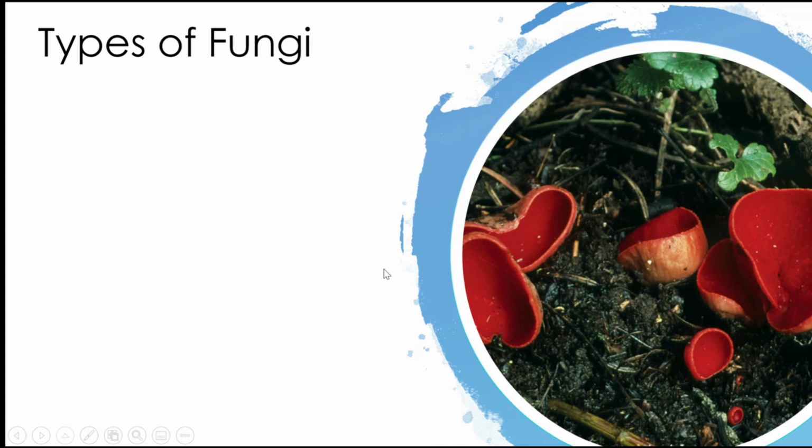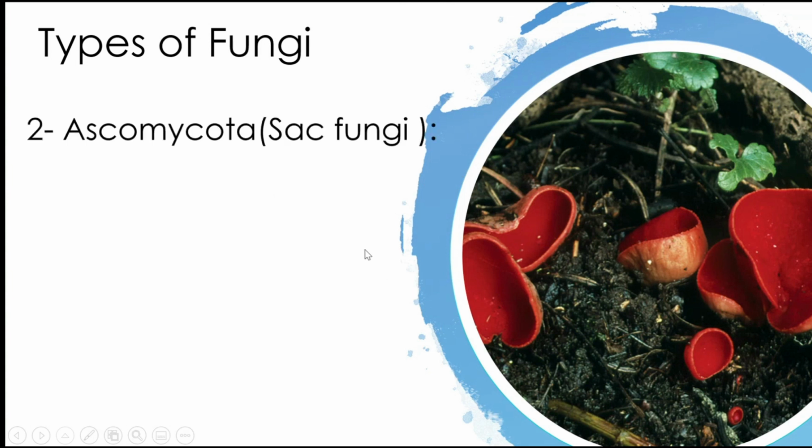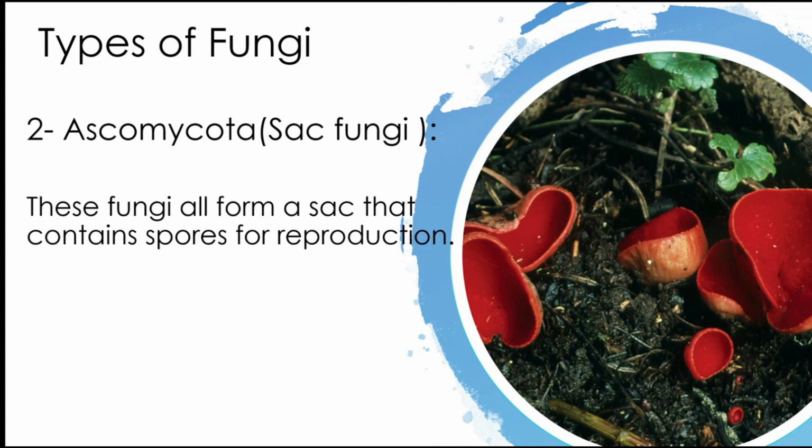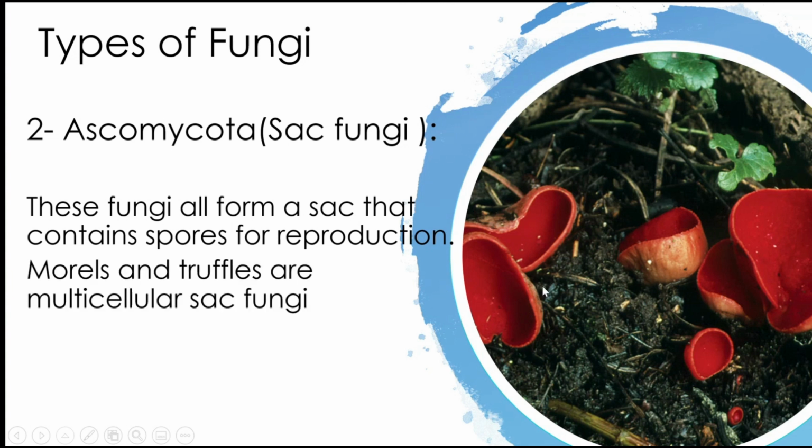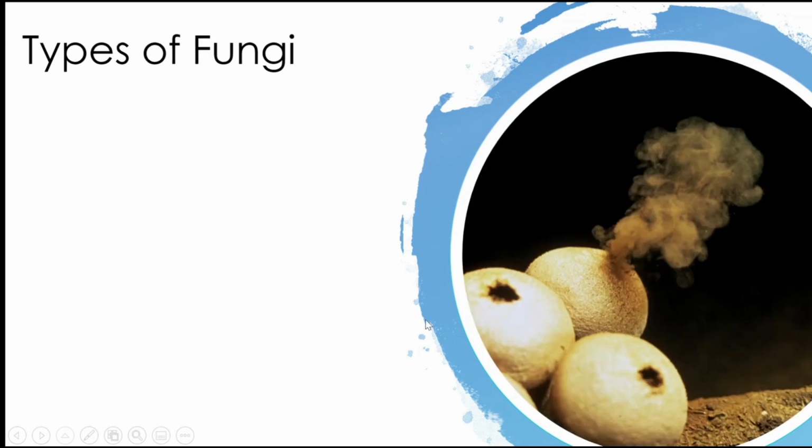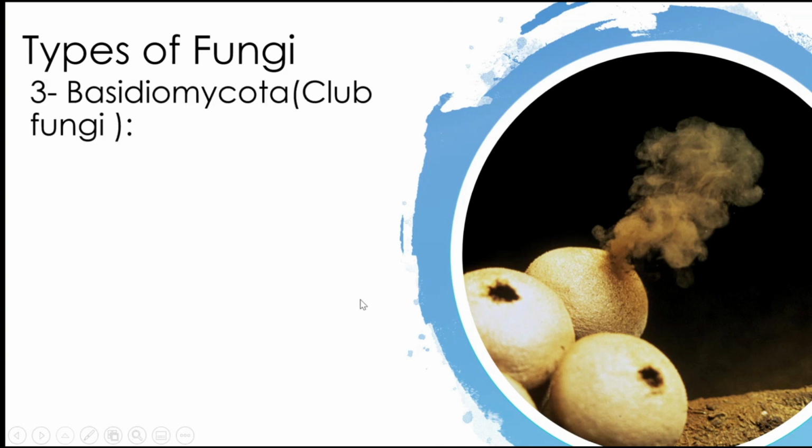Now we will proceed to the second part, which is the Ascomycota or the sac fungi. These fungi all form a sac structure. Sac means a bag-like structure that contains spores for reproduction. This is the shape of the Ascomycota or the sac fungi. Morels and truffles are multicellular Ascomycota, or sac fungi.